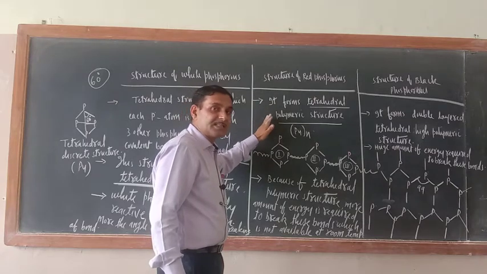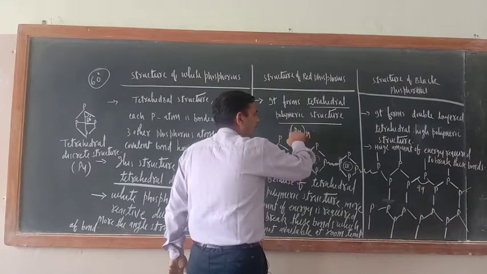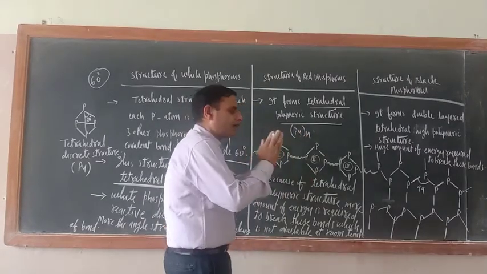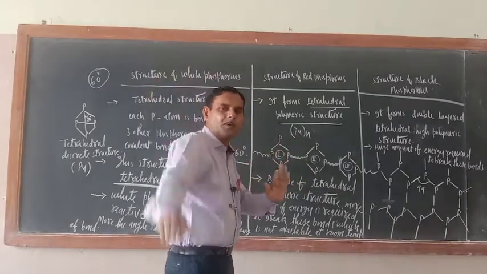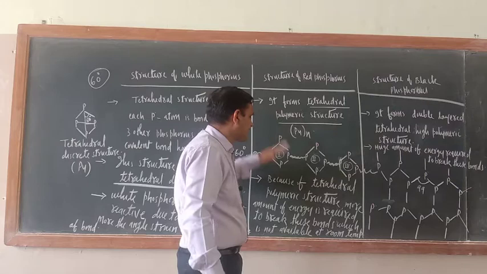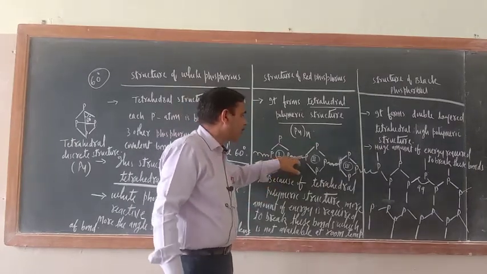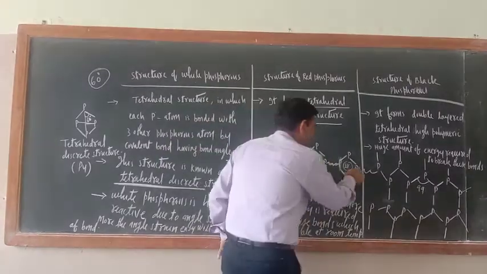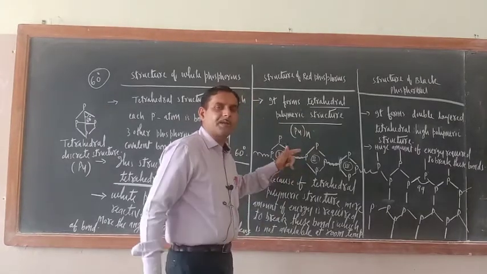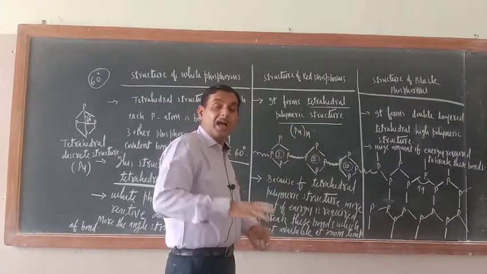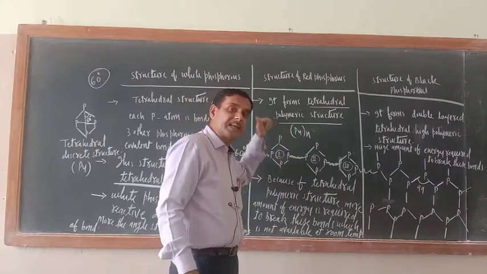Because of this polymeric structure, I have written here P4N. What is the meaning of P4N? It means one P4 will be bonded with another P4, so many P4 units form a polymeric structure. Because of the tetrahedral polymeric structure, a huge amount of energy is required to break these bonds. Since a huge amount of energy is required to break this bond, and that much energy is not available in the atmosphere, that is why red phosphorus is less reactive.